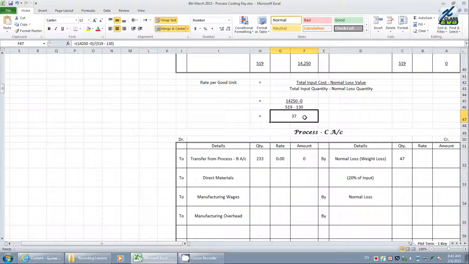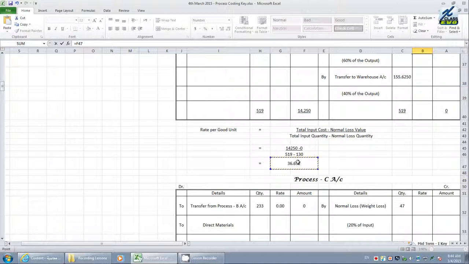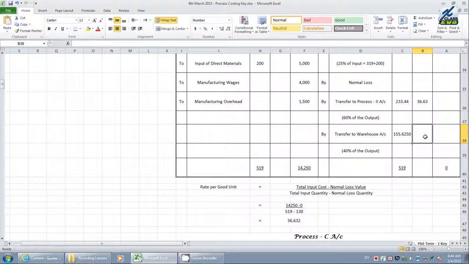This is the 37 it is giving, and if you make it 3 decimal points, it would be showing. Therefore, here the value, how much do you have to take? The value you have to take is the same rate per good unit. This is the cost value, and you want to have the total value: this one multiplied with quantity into rate, you will be getting total value. Quantity multiplied by the rate per unit.